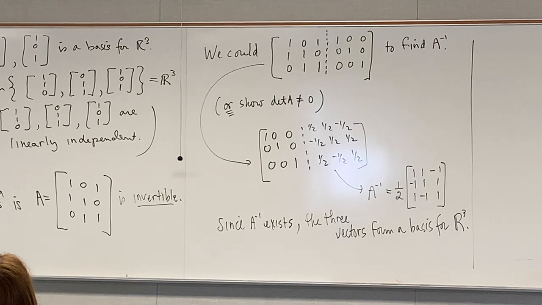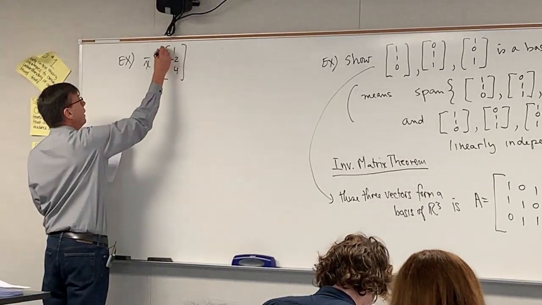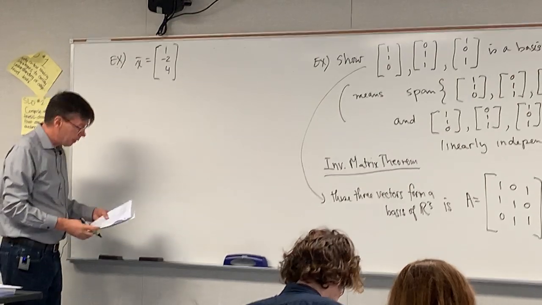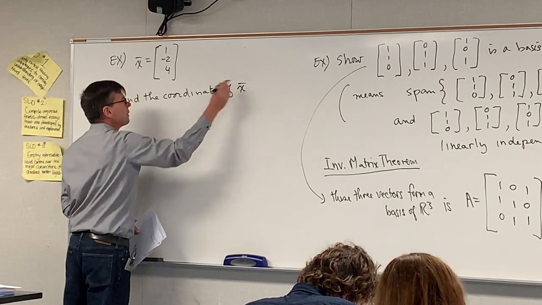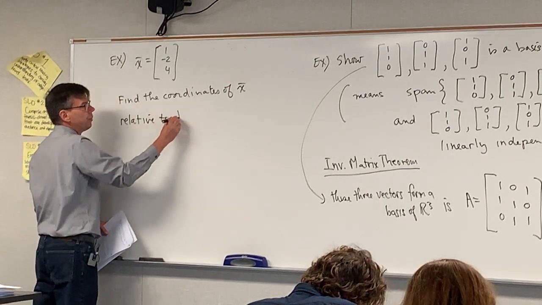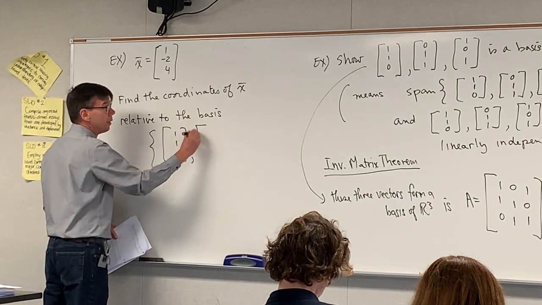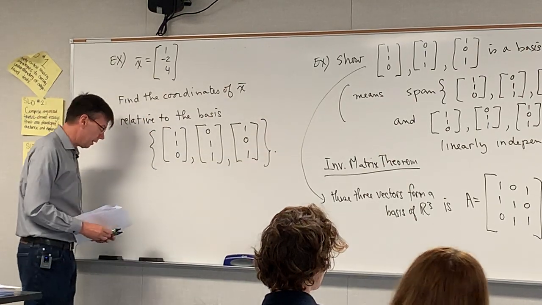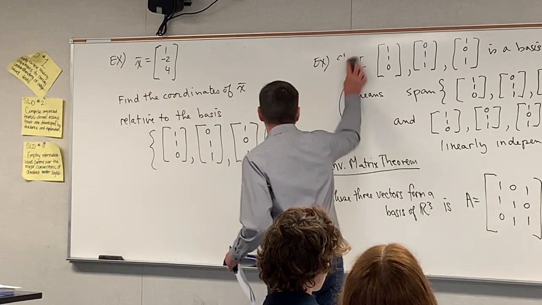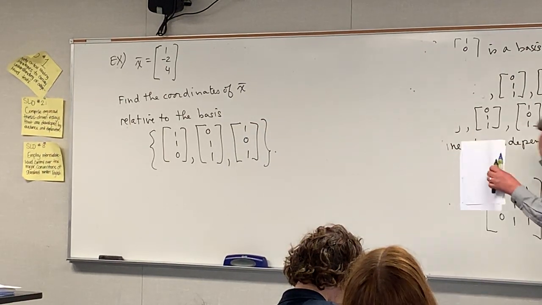So the next exercise is take this particular vector, 1, negative 2, 4, in R3, and find the coordinates of x relative to the basis 1, 1, 0, 0, 1, 1, and 1, 0, 1. So I'm using set brackets here to refer to this collection of three vectors. I'm not writing span. If I wrote span in front of it, that would mean the span of those is all of R3. Here I'm just talking about those three.